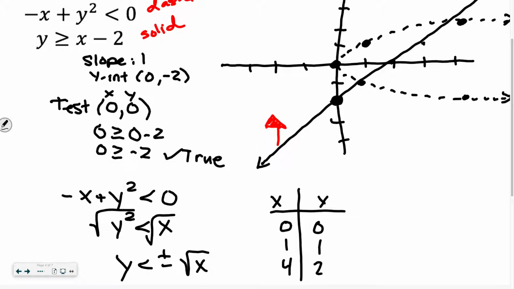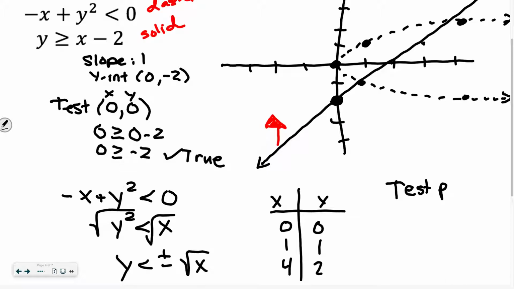All right, so for the parabola, I have two areas where I could be shading. My shading for the parabola could be inside the U or outside the U, all the way around. In order for me to figure that out, I'm going to use a test point.